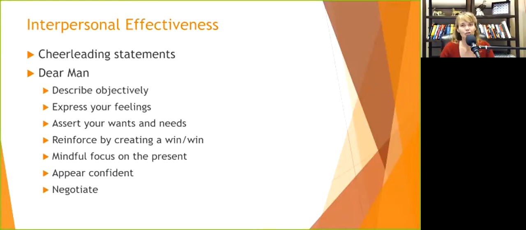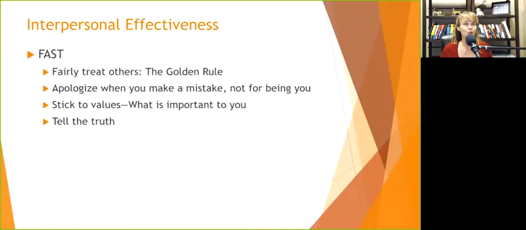FAST. Treat others fairly. Treat them as you want to be treated. So before you act, think to yourself, if this person did this to me, how would I feel? Apologize when you make a mistake, because we all make them, but not for being you. If you have a differing opinion, don't apologize for that. Own your opinion and express it politely, but you don't have to apologize for being you. Stick to your values, what's important to you, and tell the truth.